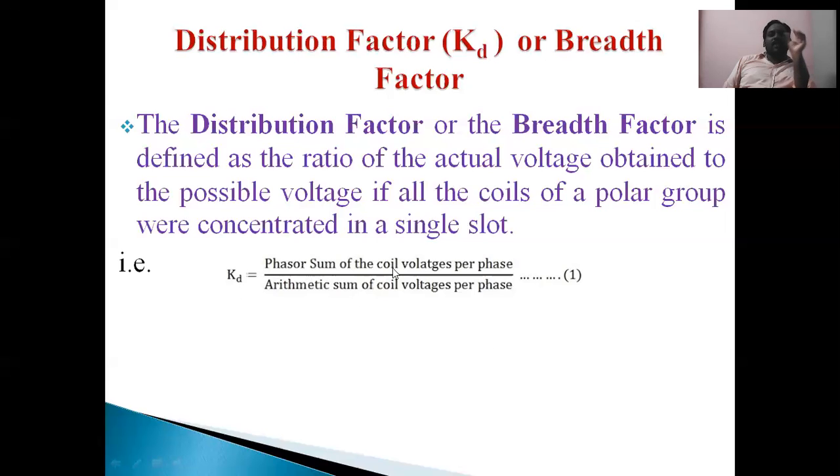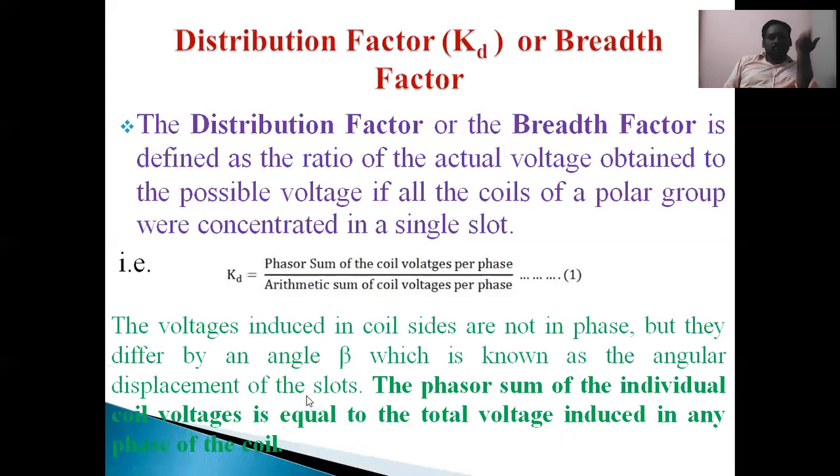So KD is the phasor sum of the coil voltage per phase, that is the distributed winding, divided by the arithmetic sum of the coil voltage per phase, that is the concentrated winding. Then how do we determine all these things? Arithmetic sum is simple addition. Phasor sum we will calculate vectorially.